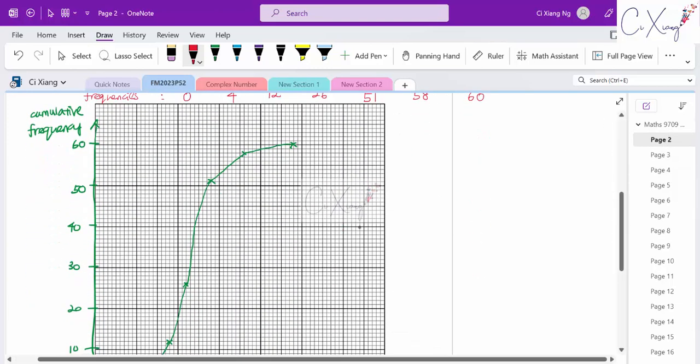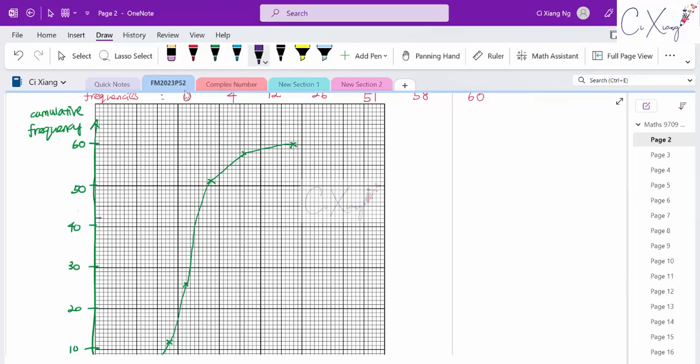So again, if I look at my diagram here, where is 42? So 42 should be somewhere here. Okay, so this is the value 42. We try to draw a horizontal line so that it touches the graph that we sketched, and then we reflect it down to the x-axis to read the value.